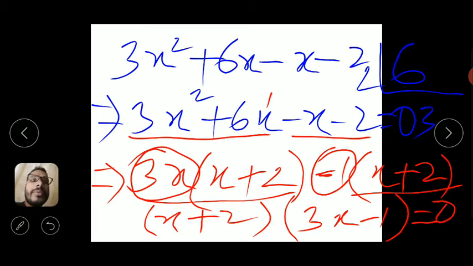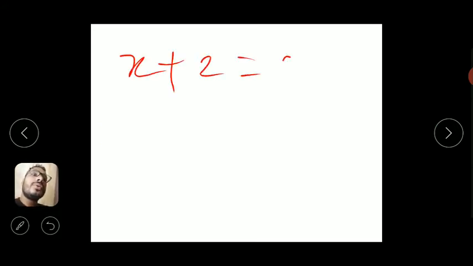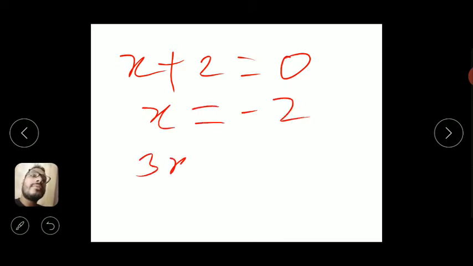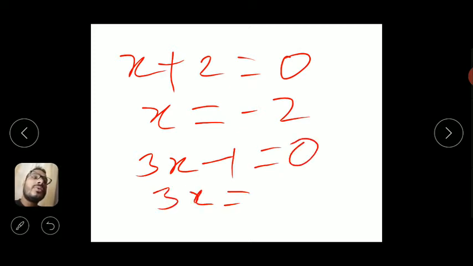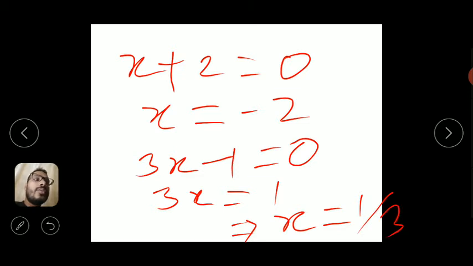Now we will be concluding with the answers. We'll directly go to the equation part now. So x plus 2 and 3x minus 1. x plus 2 is equals to 0. So x equals to minus 2. 3x minus 1 equals to 0. So 3x is equals to plus 1, and that implies x is equals to 1 by 3. So we have got two solutions here.